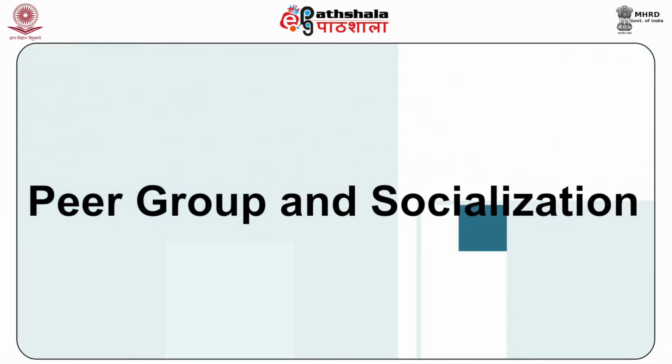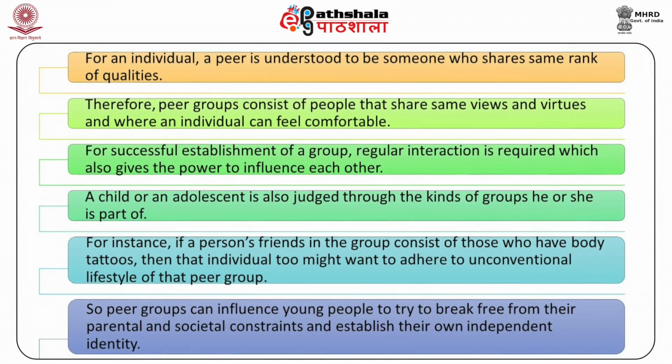Peer group and socialization. For an individual, a peer is understood to be someone who shares the same rank of qualities. Therefore, peer groups consist of people that share some views and virtues where an individual can feel comfortable. For successful establishment of a group, regular interaction is required, which also gives the power to influence each other. A child or an adolescent is also judged through the kinds of groups he or she is part of. For instance, if a person's friends in the group have body tattoos, then that individual too might want to adhere to the unconventional lifestyle of that peer group.